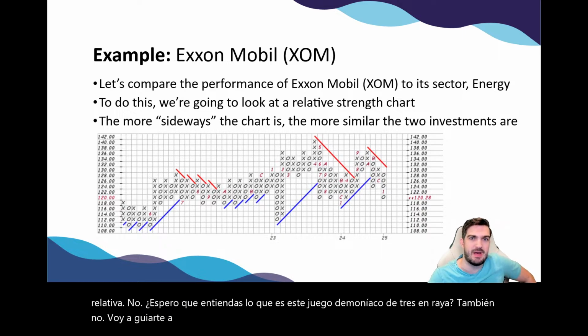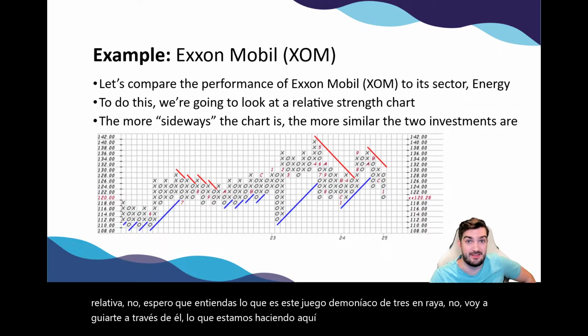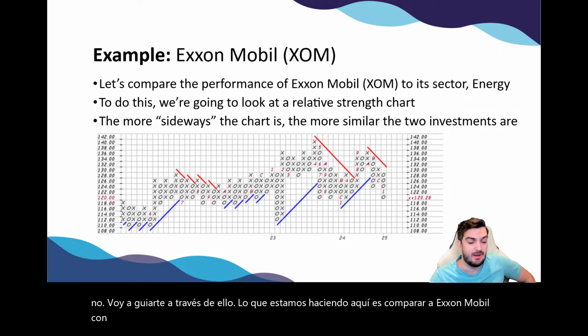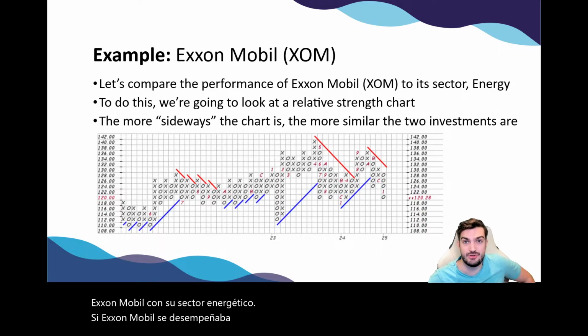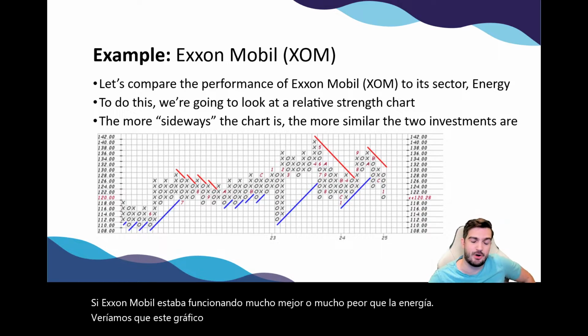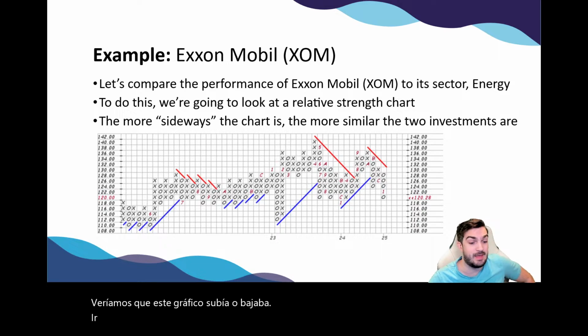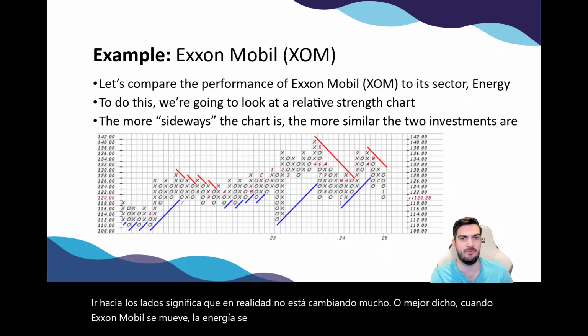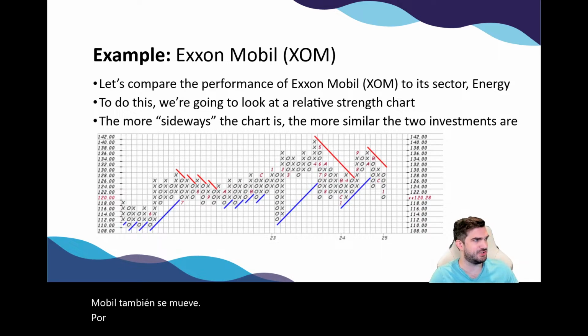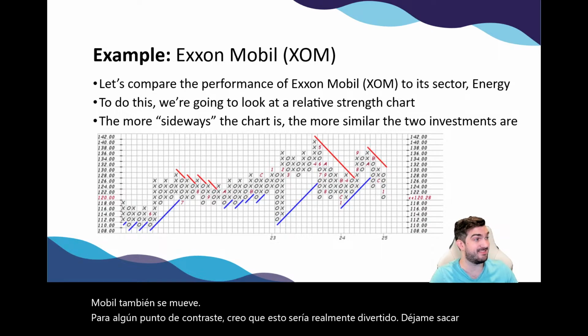What we're doing here is comparing ExxonMobil to its sector, energy. If ExxonMobil was performing much better or much worse than energy, we would see this chart go up or down. Going sideways means that it's not really changing that much. Or rather, when ExxonMobil moves, energy moves as well. Or when energy moves, ExxonMobil also moves. For some point of contrast, I think this would actually be fun. Let me pull up a chart for Tesla versus its sector.